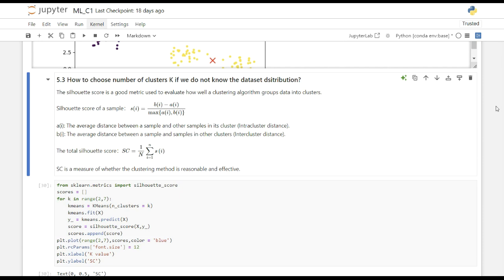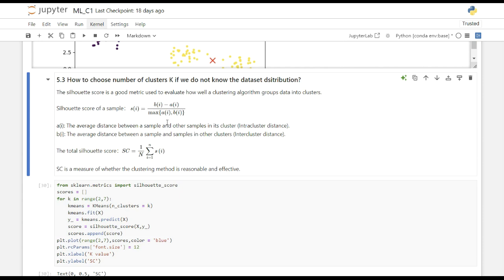So in here, I introduce a formula. It's called silhouette score. And from this formula, it can help you find the best clustering. If you don't know the structure of the data set, like if you don't know how many clusters you want to split the data set into, the silhouette score can help you to find the best k and the best amount of clusters. So the formula looks like this.